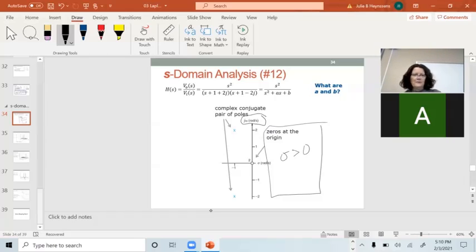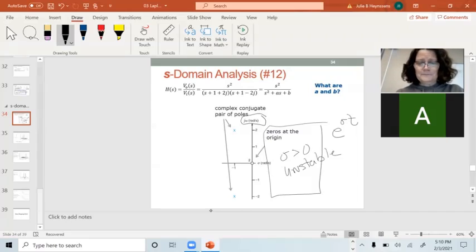Because what happens if sigma is greater than 0? You have e to the sigma t. You've got something that does not maintain stability whatsoever. It goes to infinity. So they just ignore it like it doesn't work. It doesn't happen. This is all unstable. If you get poles and zeros inside these unstable regions, you just fix your system.